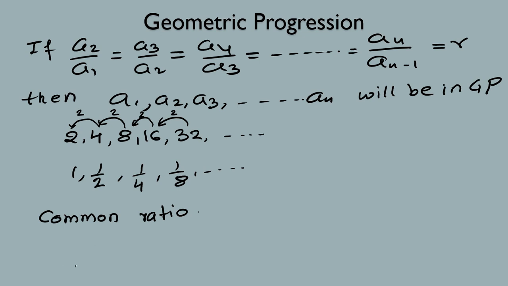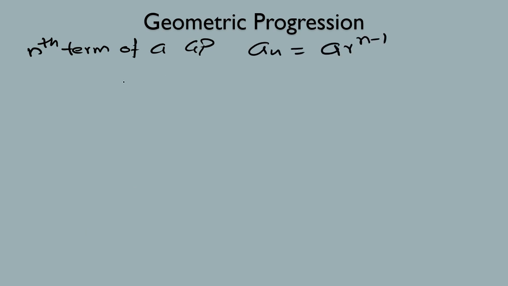And now, as you have studied some formulae in arithmetic progression, there are parallel formulae in geometric progression also. For example, if you want to find the nth term of a GP, it is an is equal to a r raised to the power n minus 1. What is a here? a is the first term, and r, it is not d, it is r, is the common ratio.